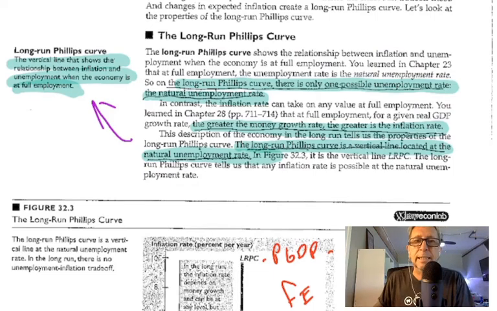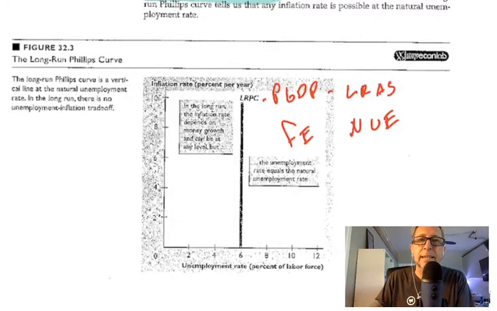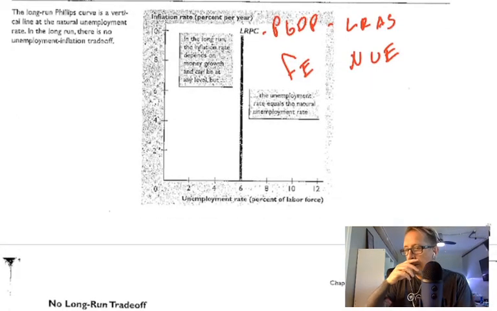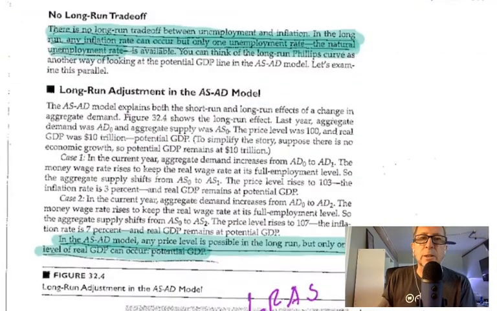So if you're looking at this little graph I have right here, you can see that the long run Phillips curve is a vertical line right there at the natural unemployment rate. I've also noted for you that that's the potential GDP. It's also known as long run aggregate supply. You're also at full employment. You're also at the natural unemployment rate. All those things are together and the same. So there's no long run trade-off between the two. So understand that. The only thing that moves is the inflation rate or the price level up and down.